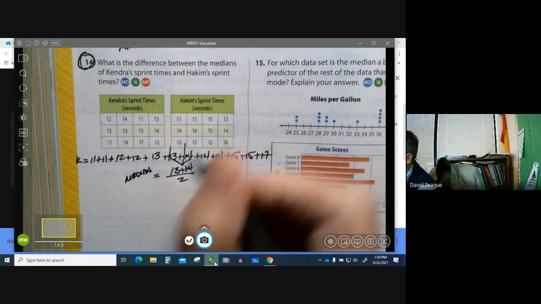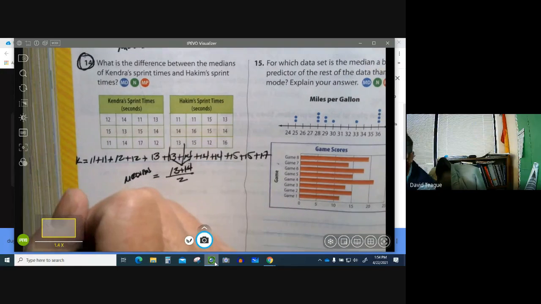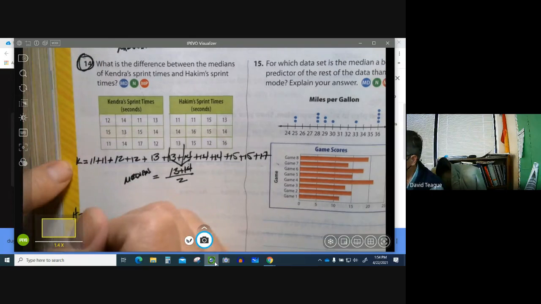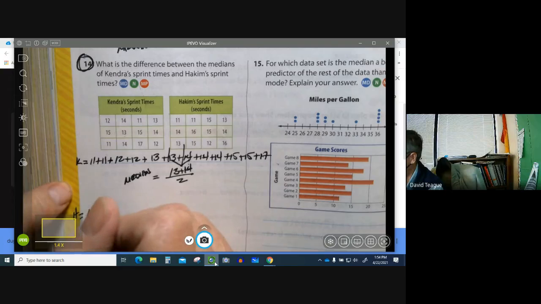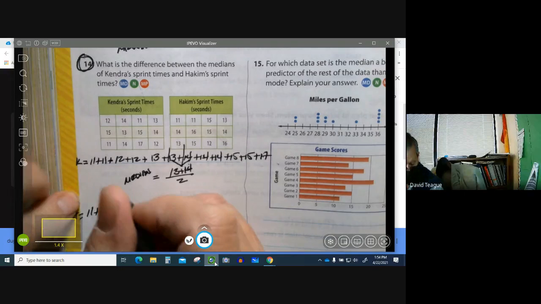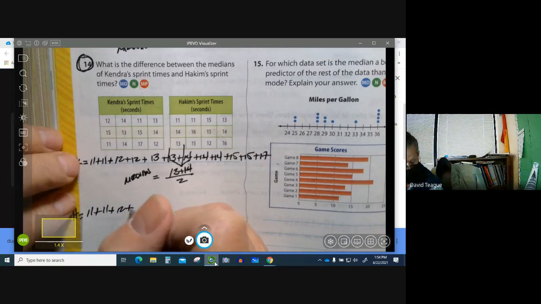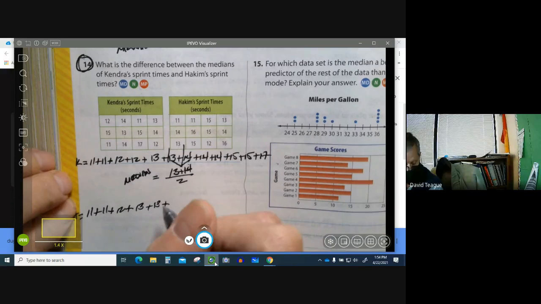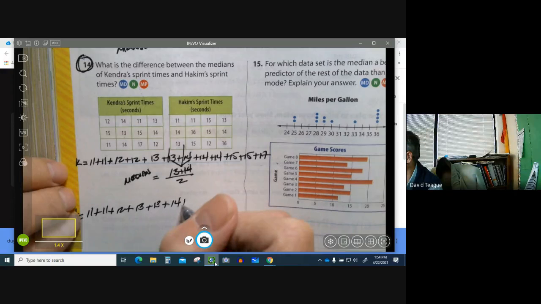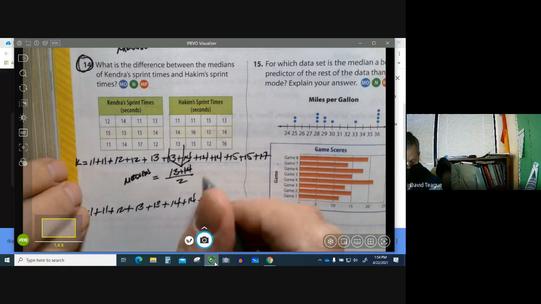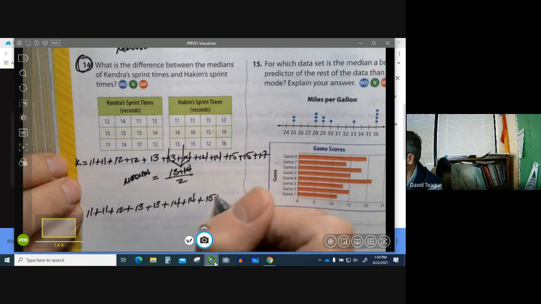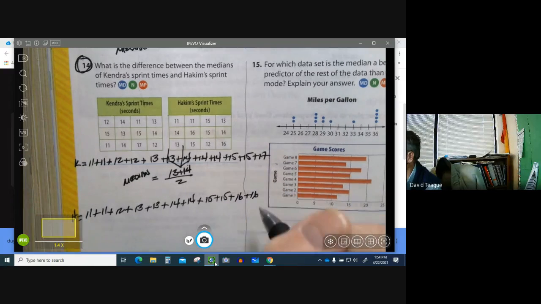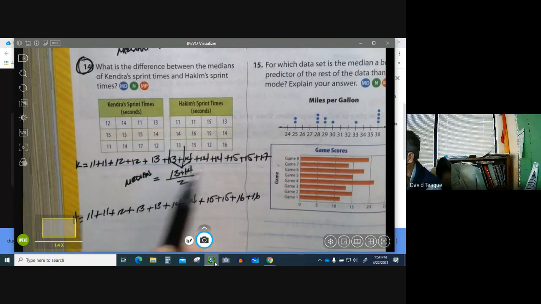Okay, now we've got Hakeem's. So I'm just going to put H. So here's Hakeem. Okay, we've got 11, 12. Then I have 13, 13, 14, 14, 15, 15, 16, 16. Okay, so this is Hakeem's data.